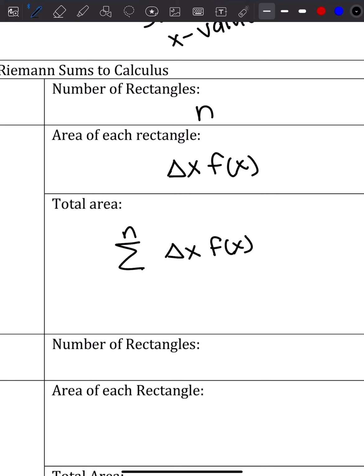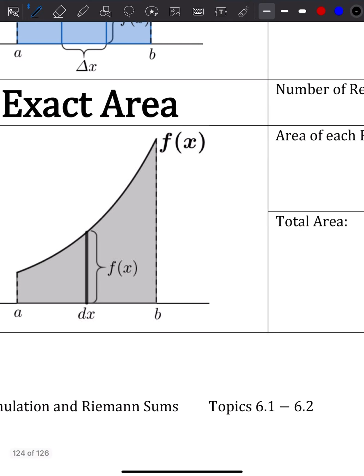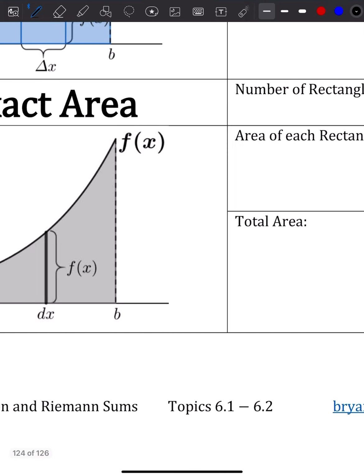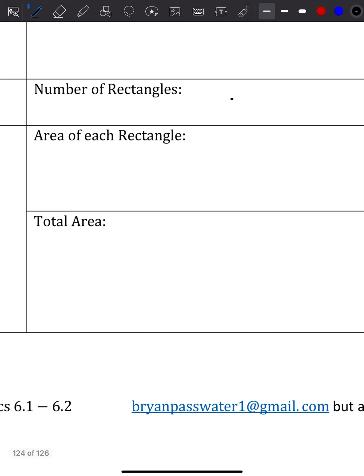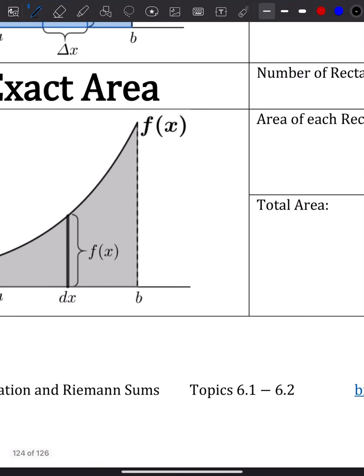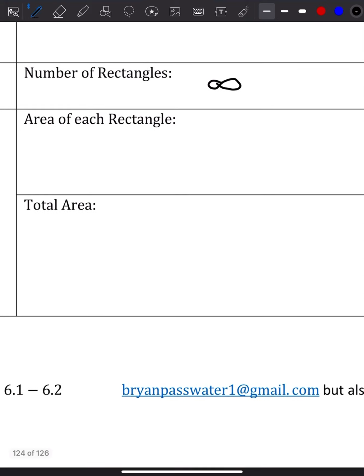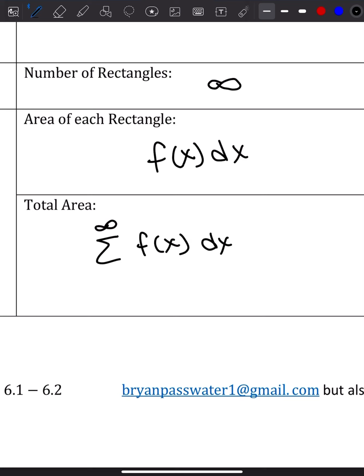f of x. When we are talking about the exact area, the number of rectangles that we're looking at are going to be an infinite number of rectangles. The rectangles that we're looking at are still f of x in height, but this time our dx is that change of x. So we have f of x times dx, or dx times f of x. f of x times dx just feels better. So when we do our summation, we're going to talk about the summation from our starting point to infinity of f of x dx.